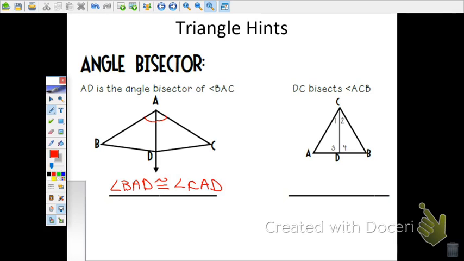And this next one says that DC bisects angle ACB. So again, that top angle is being bisected. Here, because they have the angles numbered, when I write my congruency statement, I can use those numbers and say that angle 1 is congruent to angle 2, rather than using 3 letters to name the angle. Because our focus now is on triangles, we want to think about these things because that's where we can get information.